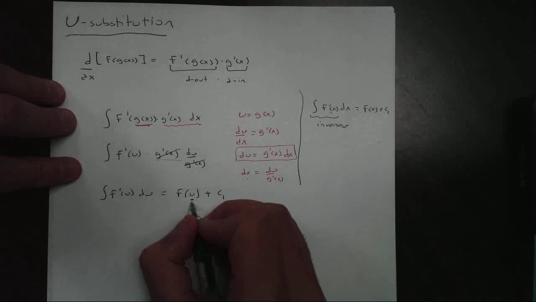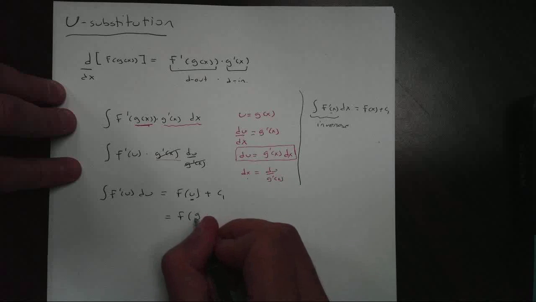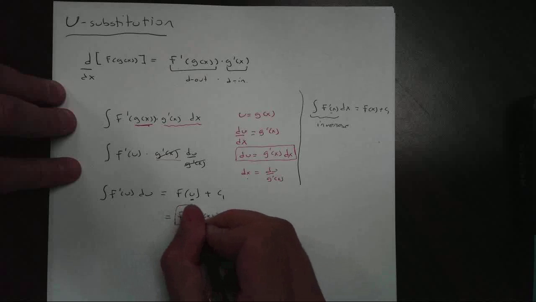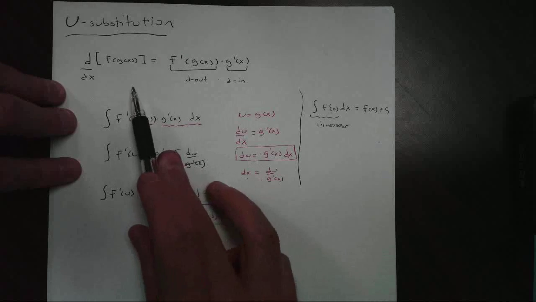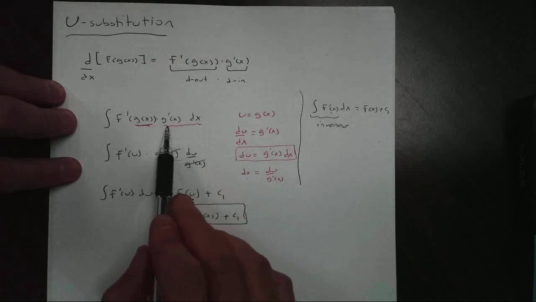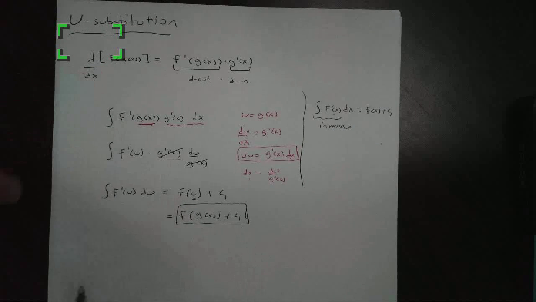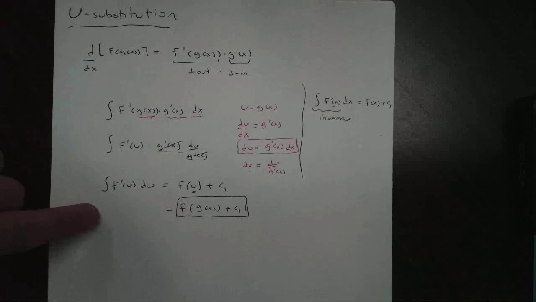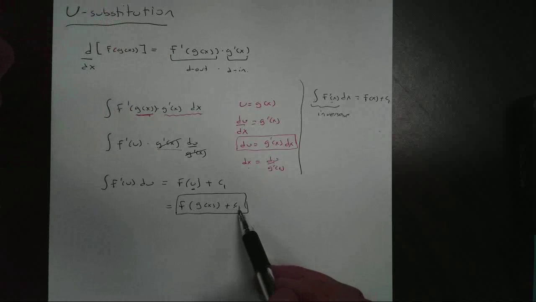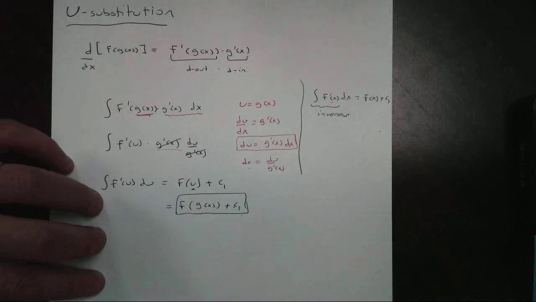And now I'm going to put my u back in. Remember what u was? g of x. So I get f of g of x plus c1. So if you notice, when I took the derivative, I got my chain rule. When I took the antiderivative of my chain rule, I get my function back, plus the c1, our constant. So remember, the constant says, because I'm taking a derivative, there might have been something here like a plus 1 or plus 5. That derivative became 0 when I took it.